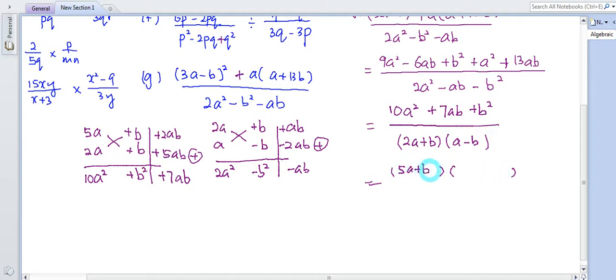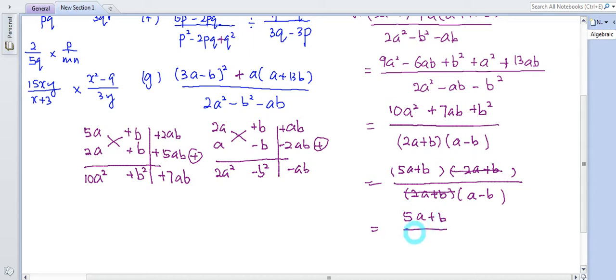5a plus b and 2a plus b over, okay, this one I just copy 2a plus b, a minus b. Okay, so we can simplify, this is multiply, right? Here also multiply. So we can simplify this. Cut it. So our final answer will be 5a plus b over a minus b. Okay, this is our final answer.